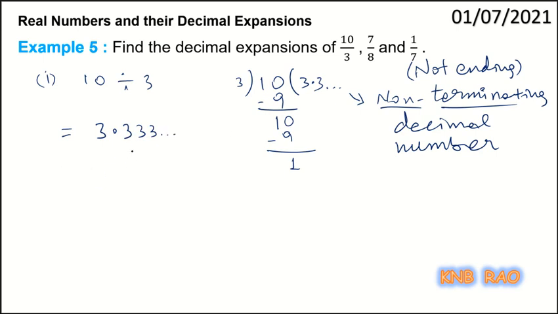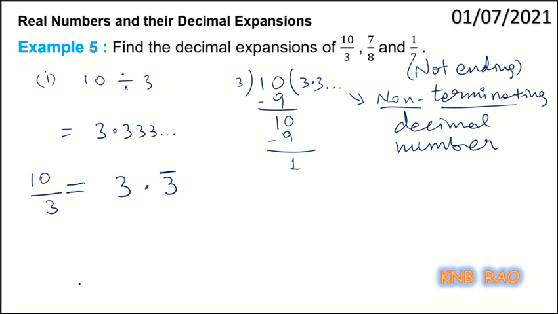Now, is there any shorter representation to show this? Yes, that is 3 point, and the digit which is repeating we write under a bar. We call it 3.3 bar, 3.3 bar, we read it like that. Now, you know 3.3 bar is the decimal representation of 10 by 3.